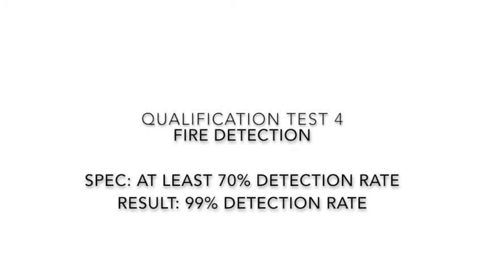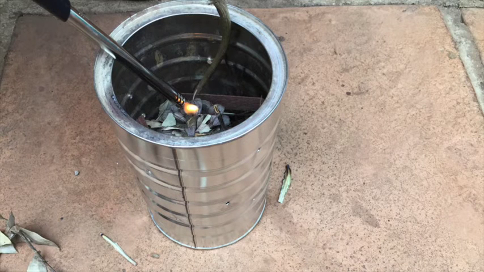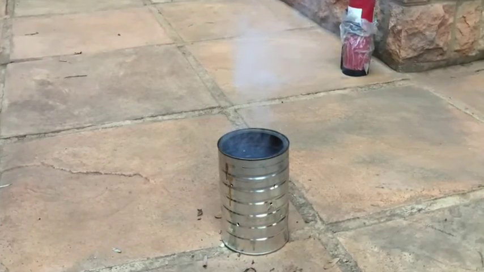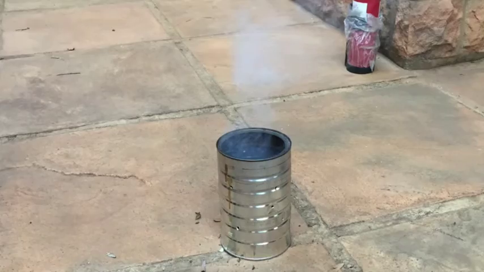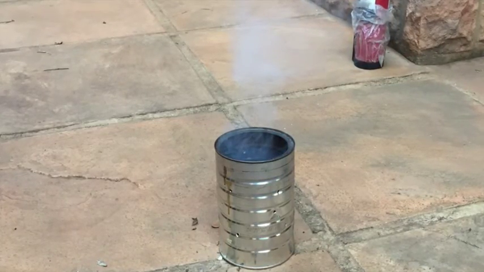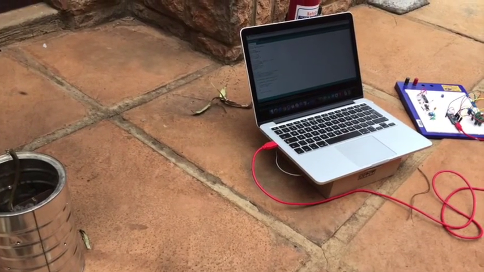So for qualification test 4, the fire detection neural network was trained. First, a small fire contained by a metal container with an open top is ignited, and the sensor sampling microcontroller is held above the chimney from which the smoke is emitted. A total of 1,000 samples were recorded, half of which in open air and the other half above the smoke. And as was determined previously, the optimum number of hidden neurons was 3.